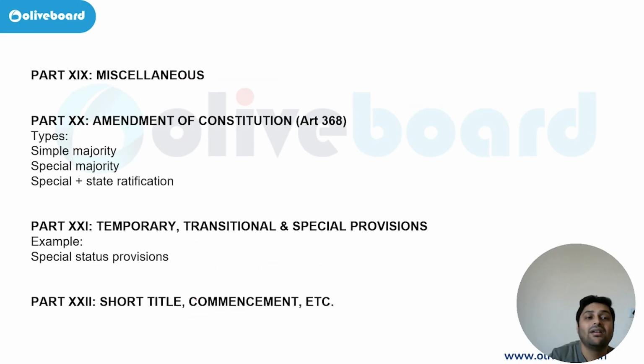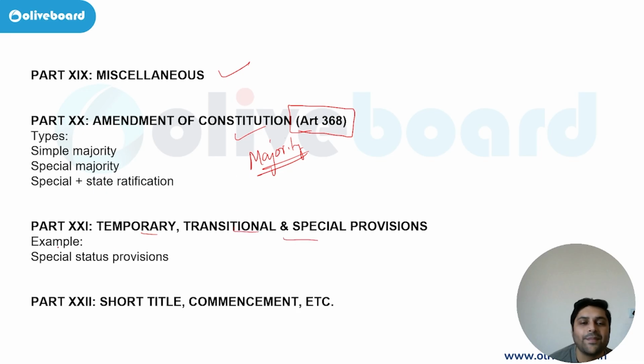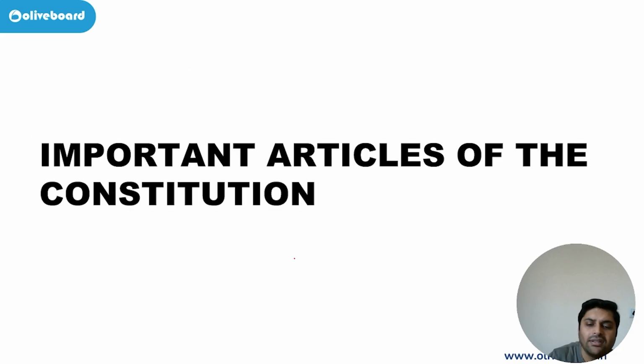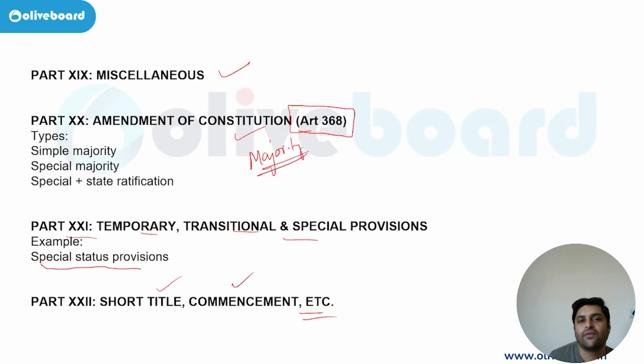Okay. Next, part 19, we have miscellaneous. Correct. 20, we have amendment of the Constitution, Article 368, that deals with types of majority. Correct. Then we have temporary, transitional, and special provisions like special status provisions to states, that is 21. 22 deals with short title, commencement, etc.